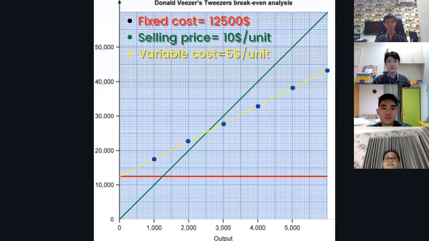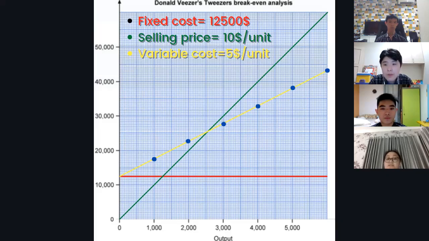As can be seen, the total cost is represented using the yellow line. The equation for total cost is variable cost plus fixed cost. For every output created, the variable cost must be added to the fixed cost to eventually get the total cost. When the output is 0, the total cost will be $12,500. This is because it is the fixed cost. It means that no tweezers are being sold, so the variable cost is 0. Hence, the fixed cost must still be paid.